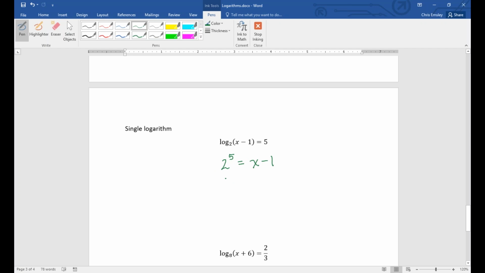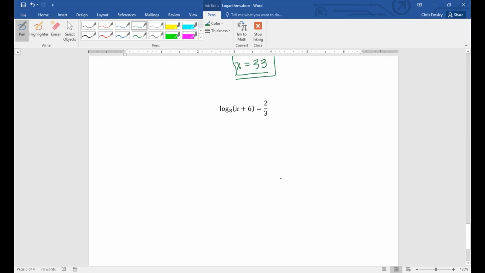2 to the 5th power is just 32. Add 1 to both sides. We see that x equals 33 is our solution. We go back and check it, make sure when we plug it in right here in our argument, 33 minus 1, that is still a positive number, so we are okay. And that answer works.